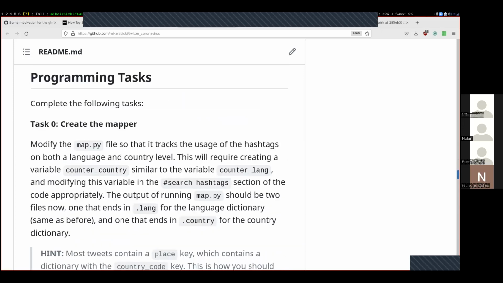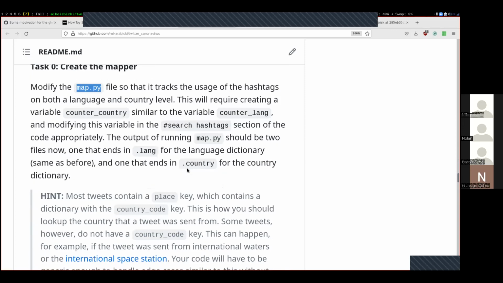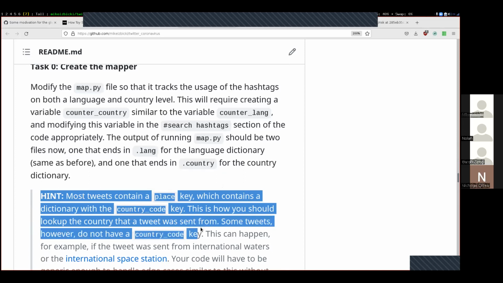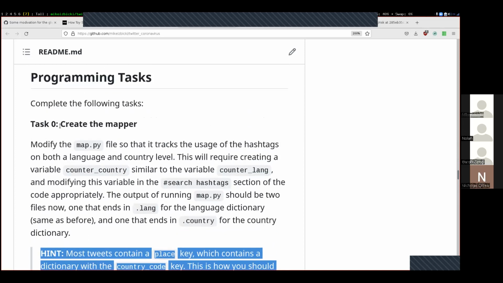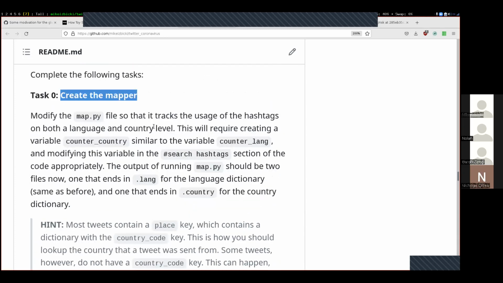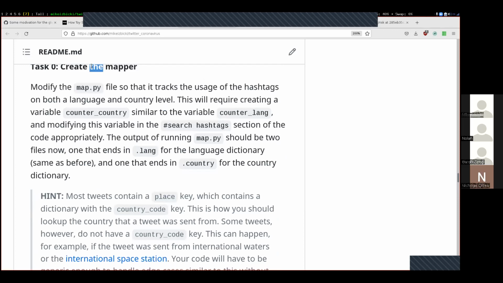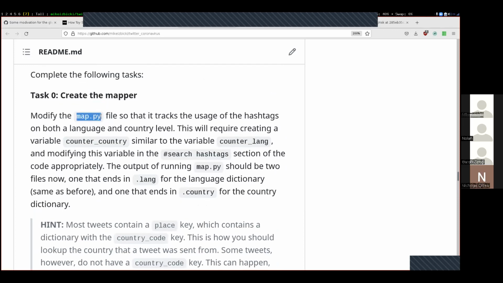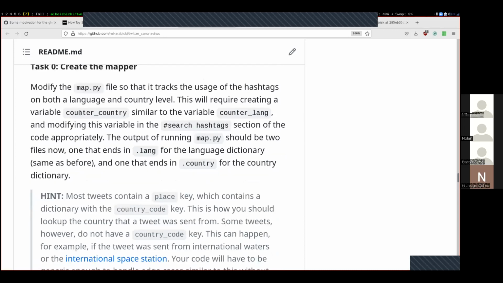Okay. In the programming tasks, you'll have to modify that map.py file. There's this hint down here about how to do that. This is, for most students, the hardest part of the program. The key hint that I have for you here is that when you're debugging this map.py, only run it on a single day at a time. It's tempting to try to run it on everything at once, but only run your map.py on a single day at a time until you're 100% sure that it works.